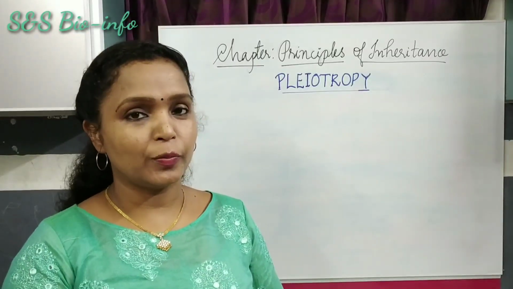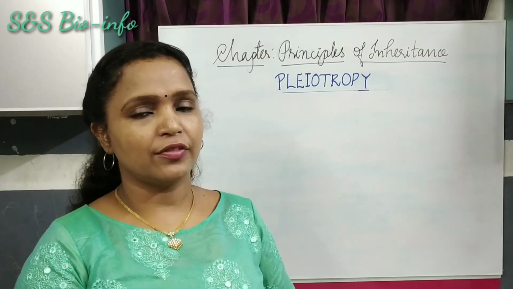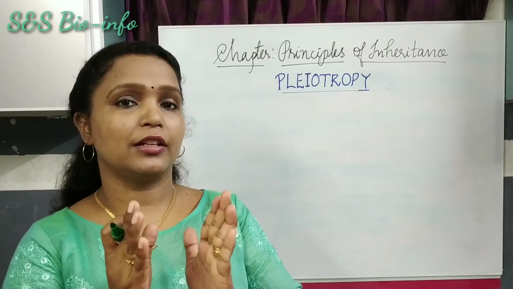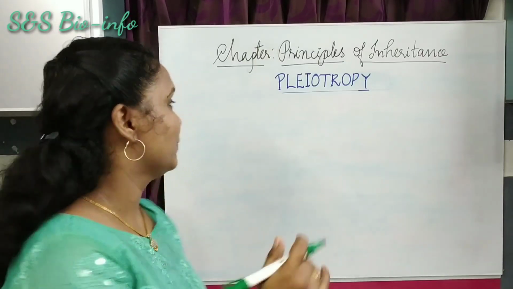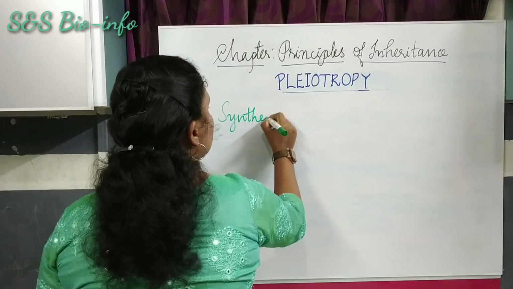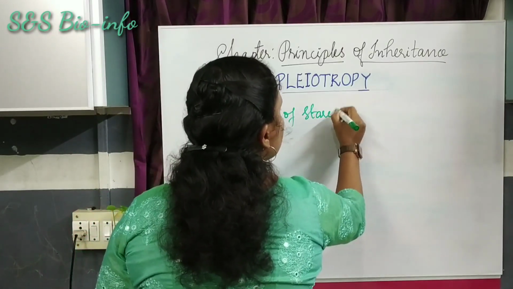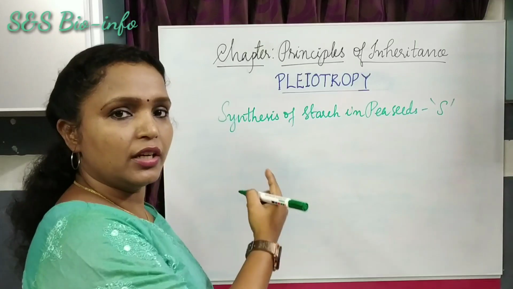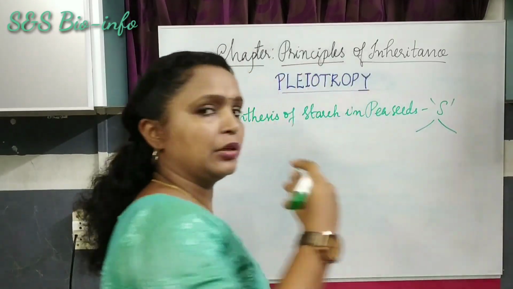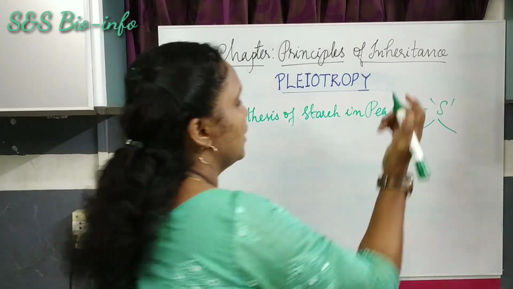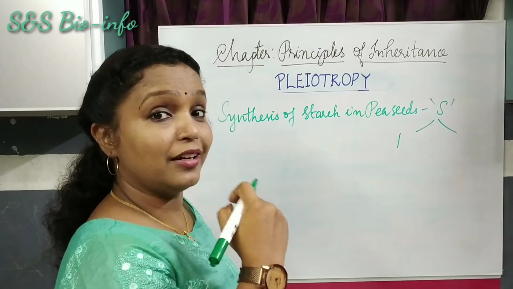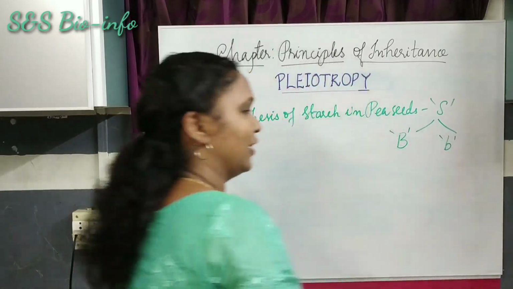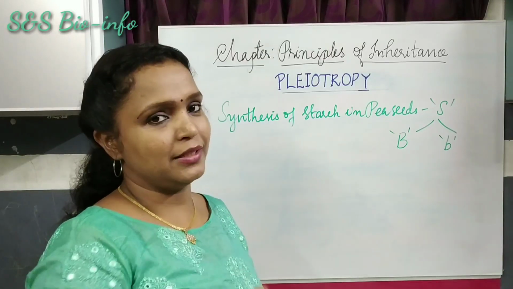Now let's study pleiotropy with the help of some examples in detail. First of all, the synthesis of starch in pea seeds is controlled by a particular gene. Let us assume the letter S for that gene. This gene has two alleles. You know that each trait is controlled by a pair of alleles according to the Mendelian concept. So let them be capital B and small b. Capital B represents the dominant allele and small b represents the recessive allele.